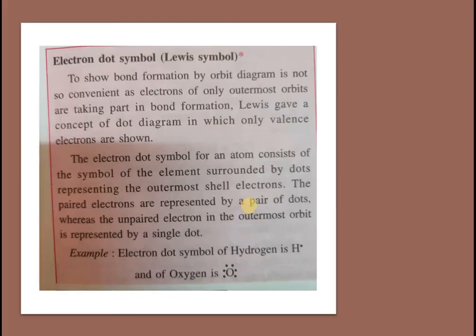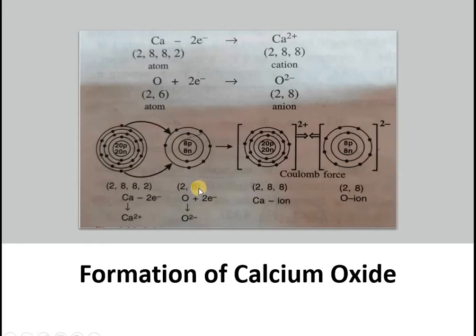Now what is an electron dot symbol, or Lewis symbol? Bond formation by orbit diagram is not so convenient, as electrons of only the outermost orbits take part in the bond formation, as you have seen here.